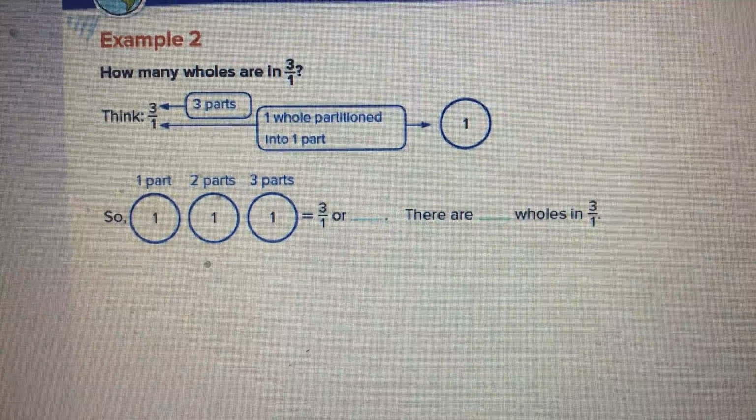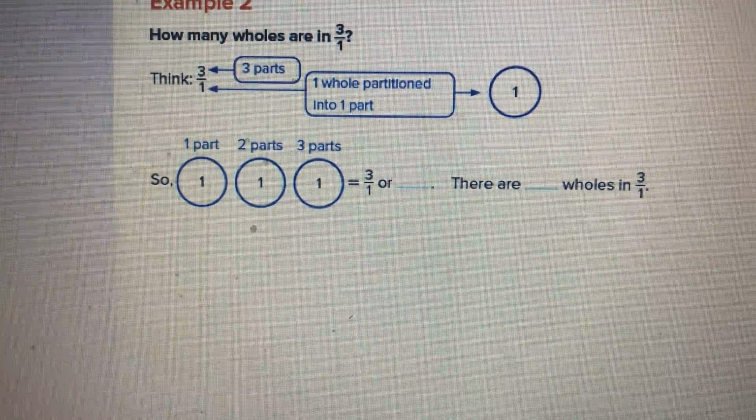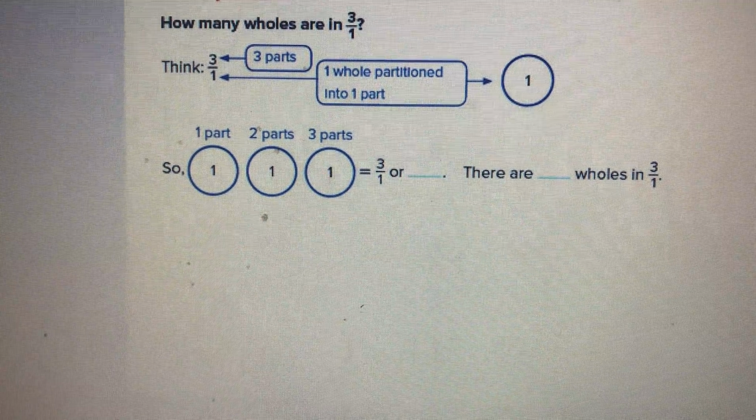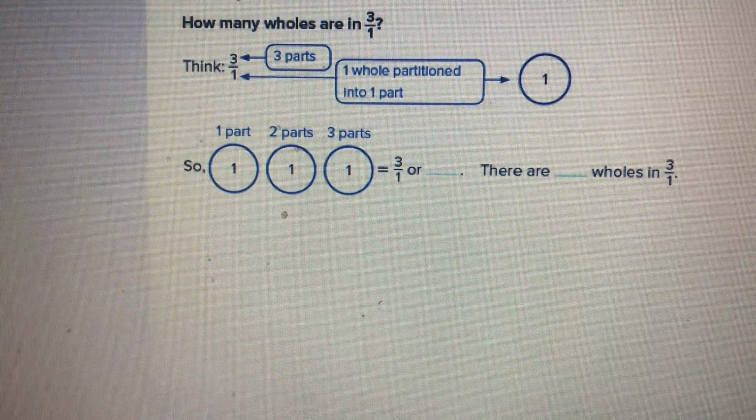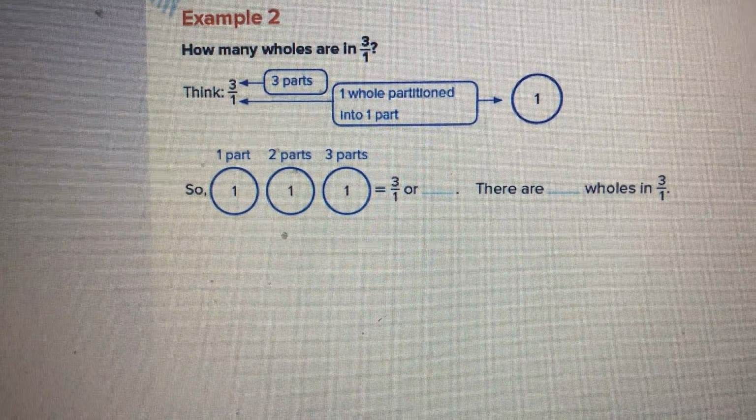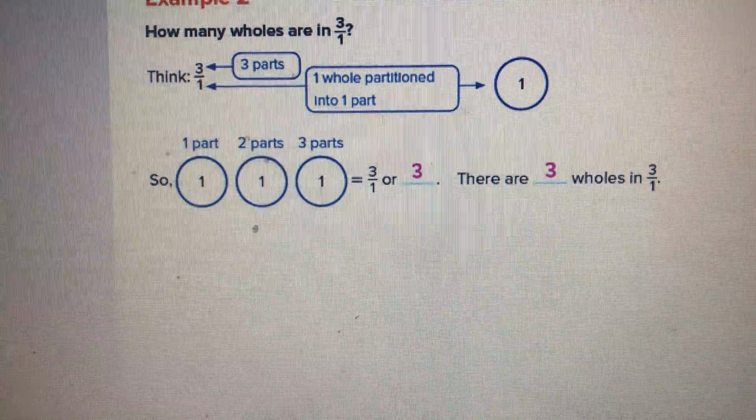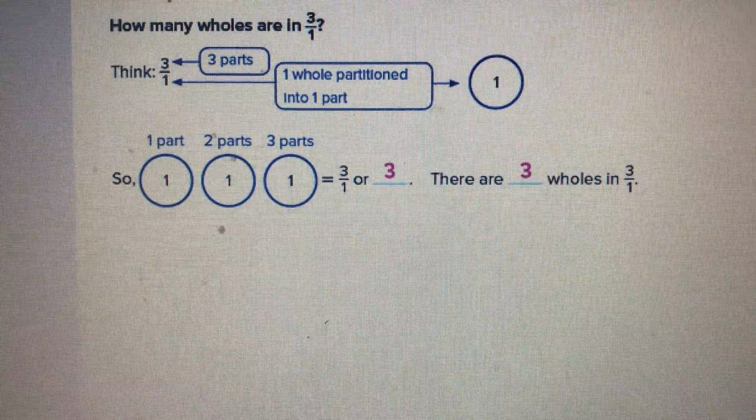Now, how many wholes are in 3 over 1? You think there's 3 parts, 1 whole partitioned into 1 part. So 1 part, 1 part, 1 part, or 3 over, or what would we say for that? How many do you guys see there? Probably 3, right? There are 3 wholes in 3 over 1.